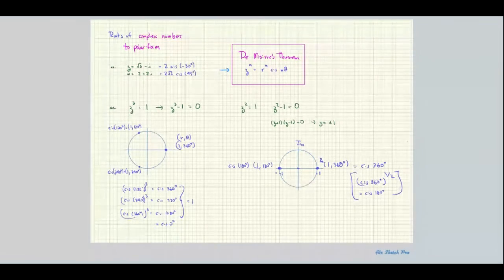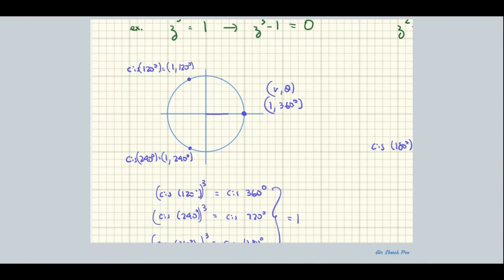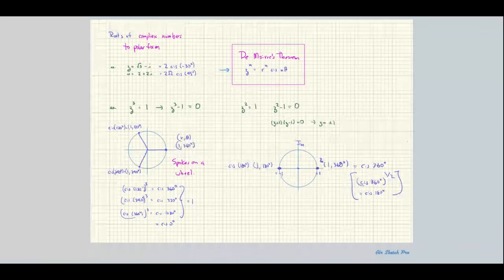I don't like to start with that example because in the other examples, you can see exactly what's happening here. You're finding the solutions, and they are spokes on a wheel. Let's do that naively and then we'll prove it. For z to the 4th, and then for z to the 5th.